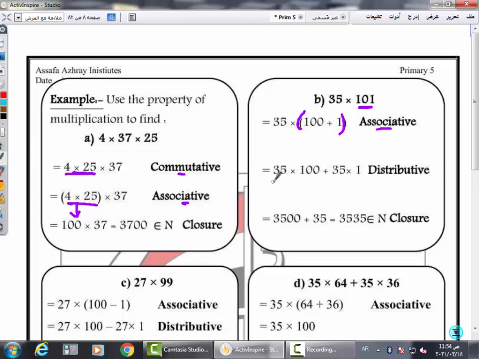And distribute 37 on 101. The result will be 37 by 100 plus 37 by 1. And this is called distributive property. And you get the result. 37 by 100 equals 3,700. 37 by 1 equals 37, and the result will be 3,737. And this result belongs to natural. This is called closure property.